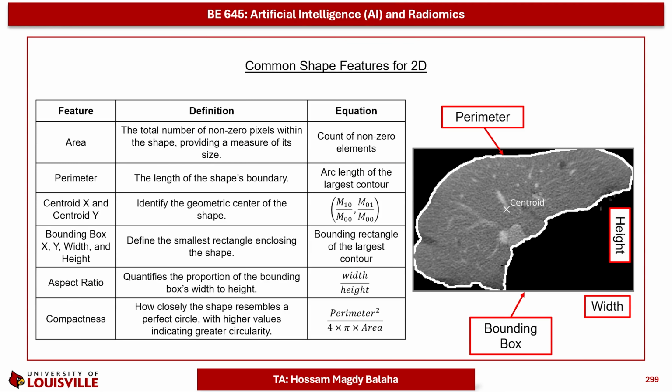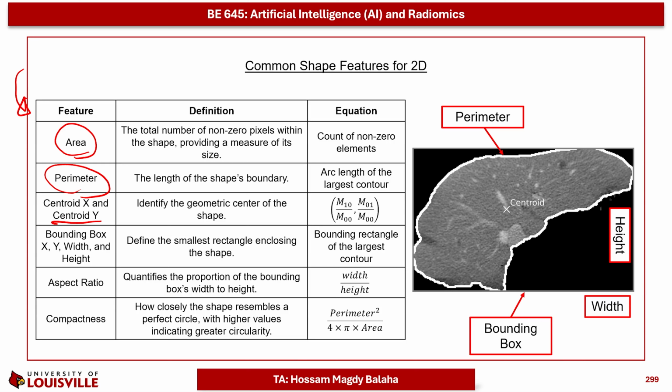This is a summary of the first 6 shape features, starting with the area, and here we are counting or getting the total number of non-zero pixels within the shape, and here we are providing a measure of its size, the perimeter, which would be the length of the shape's boundary, the centroid X and centroid Y.